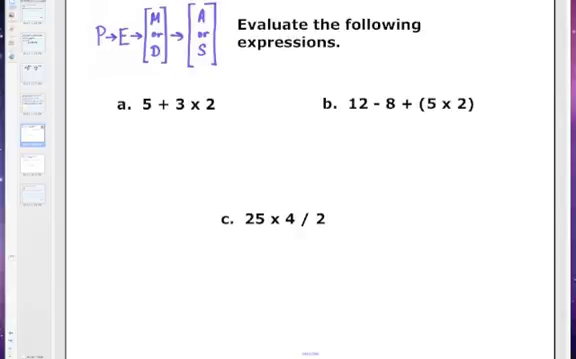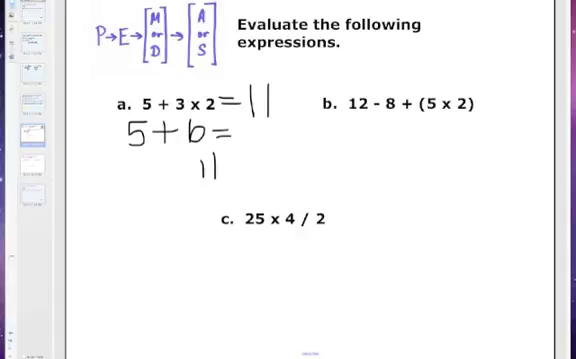Evaluating the following expressions just means solve them to make them equations. So we have 5 plus 3 times 2. I go through my order of operations. There's no parentheses. There's no exponents. Then I check for any multiplication or division, and in this case I just have multiplication. So I solve the multiplication first. 3 times 2 is 6, and I bring down the rest of the expression. Now I've isolated it to just be one operation. 5 plus 6 is 11. So this expression is equal to 11.